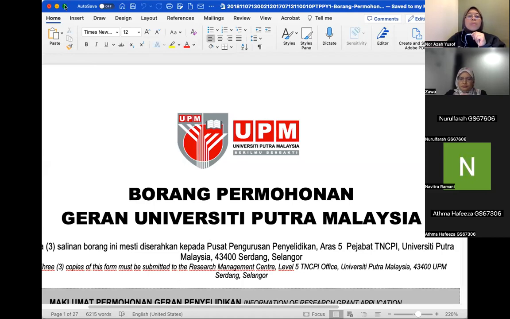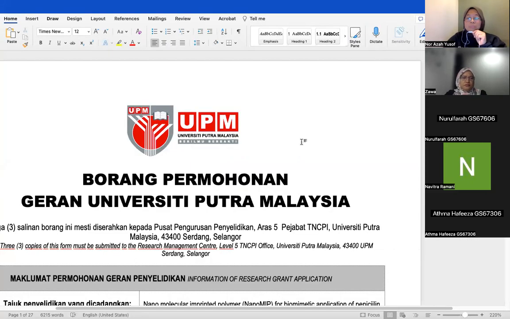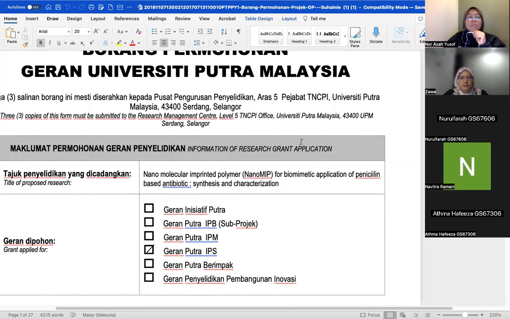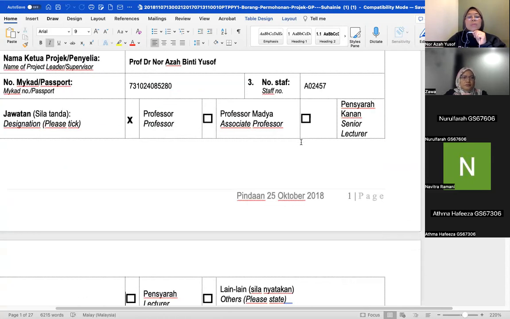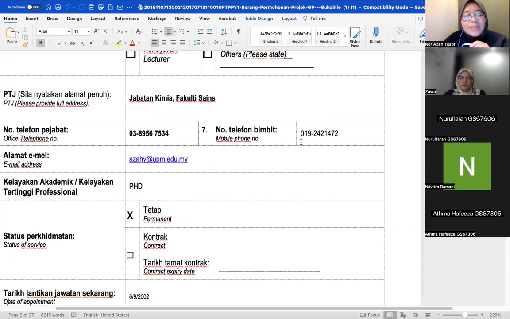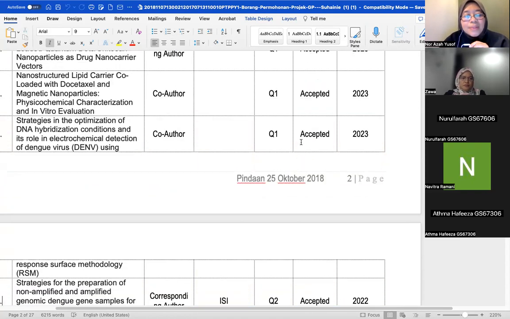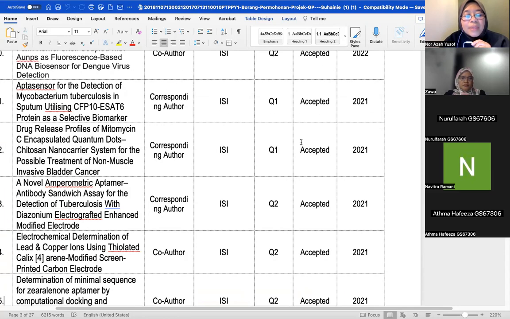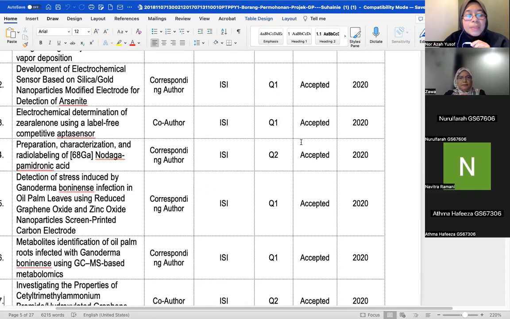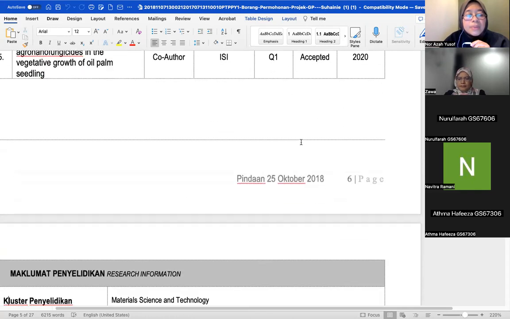I hope that you can see the MS Word, with the title of nano molecularly imprinted polymer. Correct screen? Yeah, okay. So this is written by a PhD student. That's why I hope it matches more with yours. Still, the format is similar. Let's scroll through.